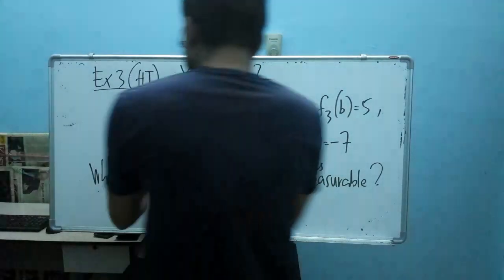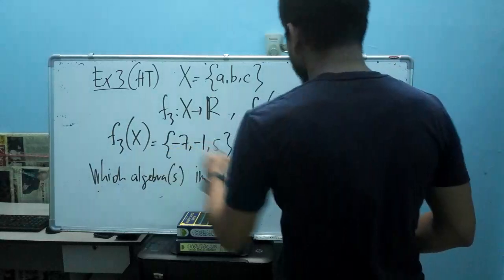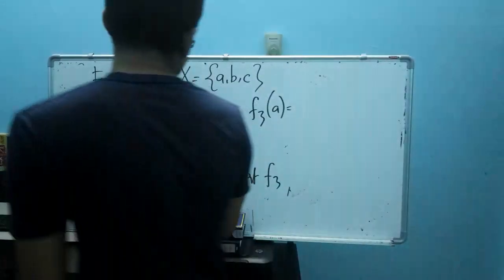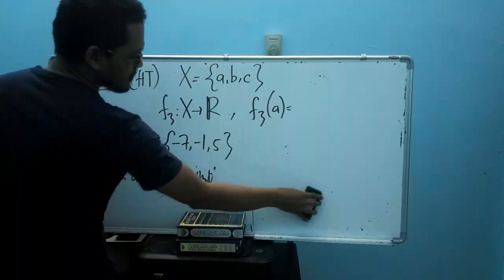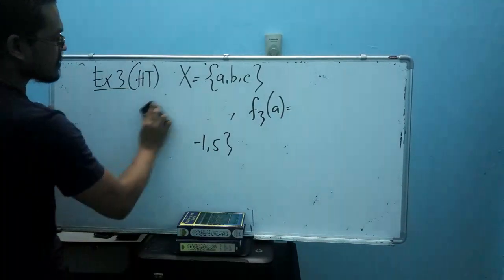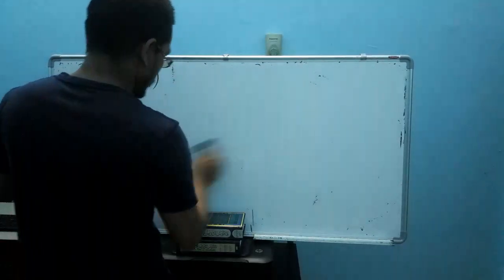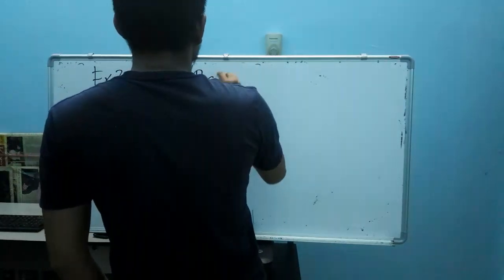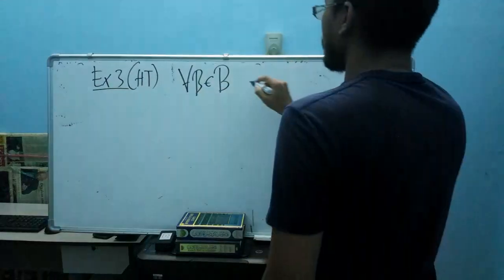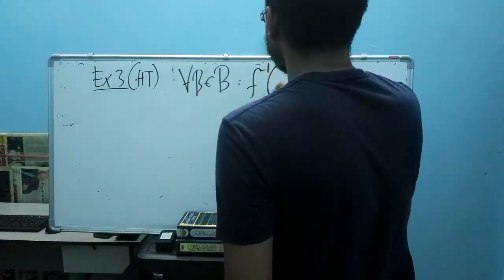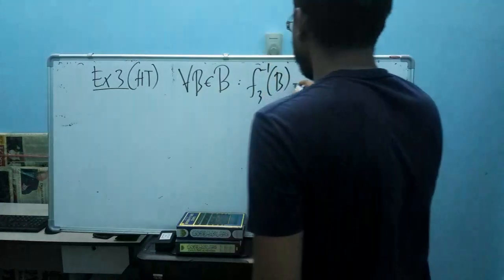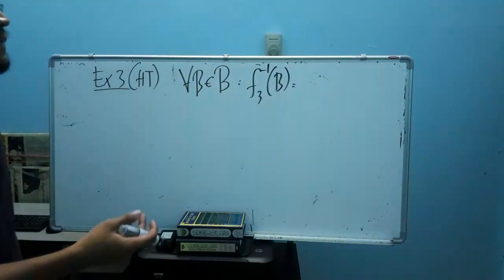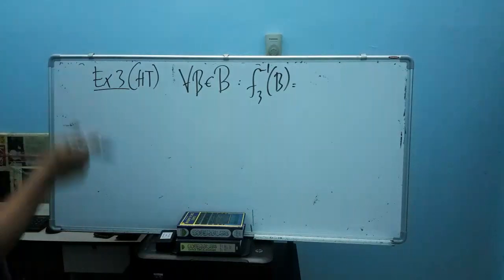Okay, I just give you some hint. For example, we have 3 values here, right? Now you want to find the pre-image for all Borel sets here, so F3. Let's consider Borel sets. You can consider 8 types of Borel sets.